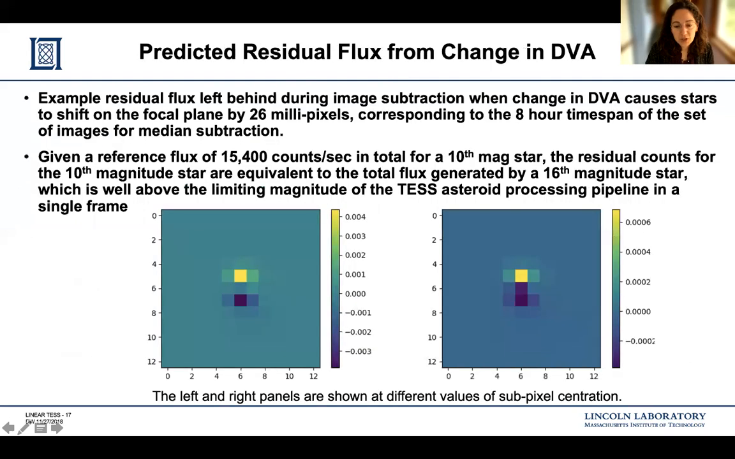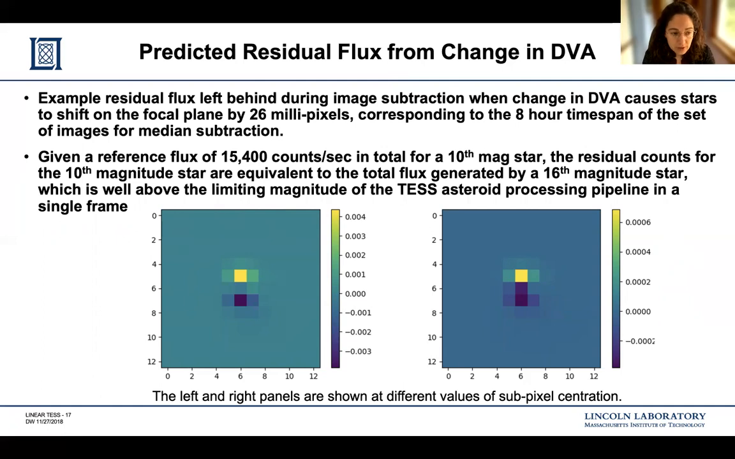So what do our predictions show? Well, if we take the TESS pixel response function that is predicted at a certain field angle, and then look at the predicted PSF for the very slight shift in the current field angle as a result of DVA, and we do the subtraction of those, we can see where the flux moved to, so that when it is subtracted, we see what is left behind. So what's shown in these two panels is the same field angle, but slightly different subpixel centrations.